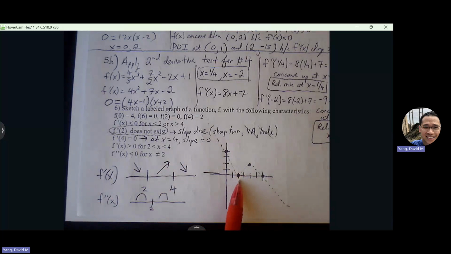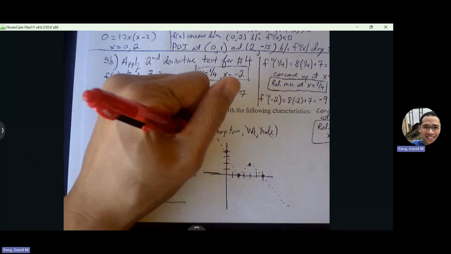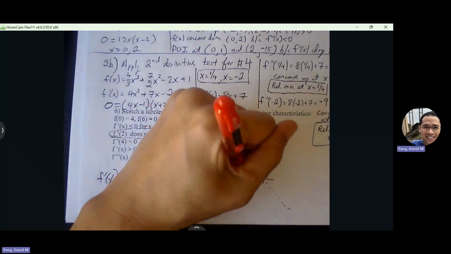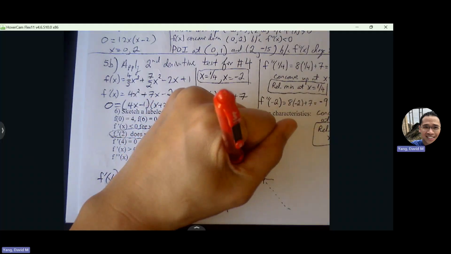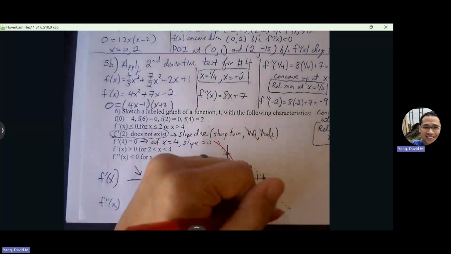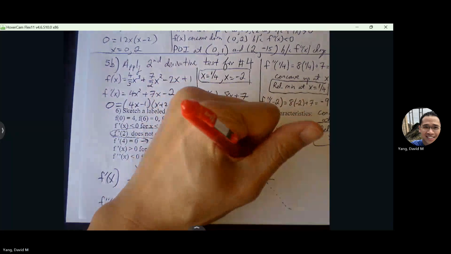But what do we know about 2? There's something here. Sharp turn, right? So we're going to make it a sharp turn here. Concave down, sharp turn. Concave up, concave down. And it's going to remain concave down. But I know there's going to be slope 0 here, so it'll be a relative max.